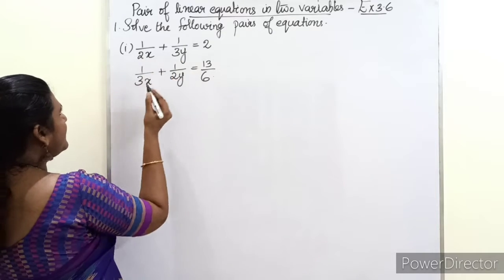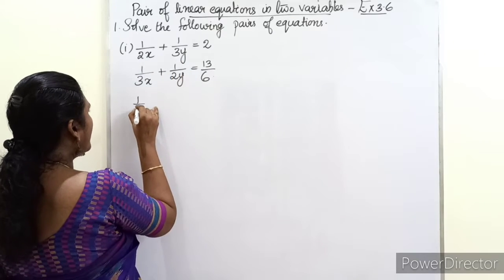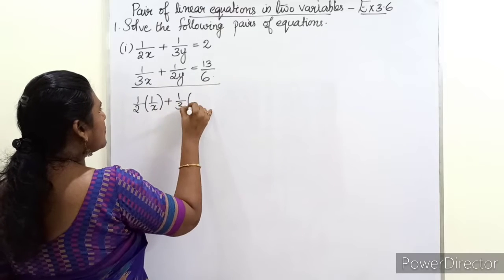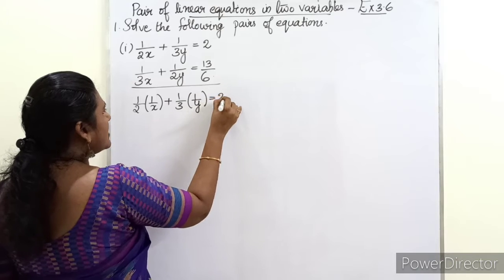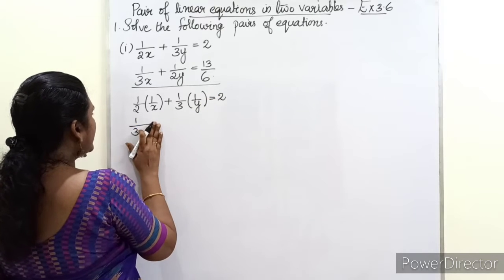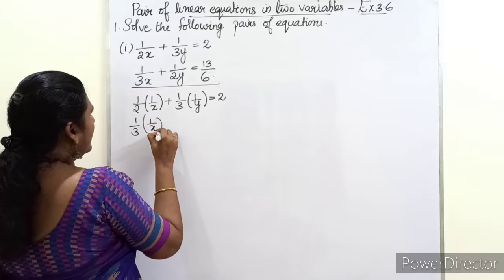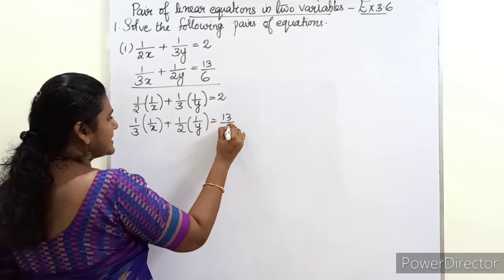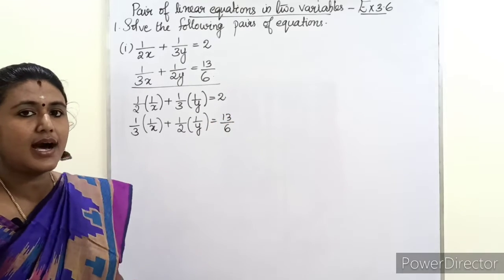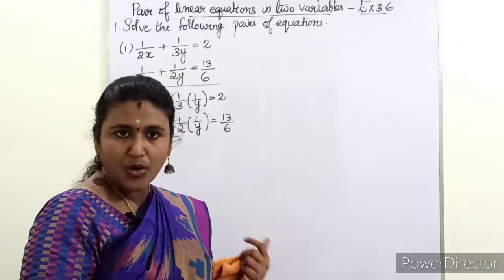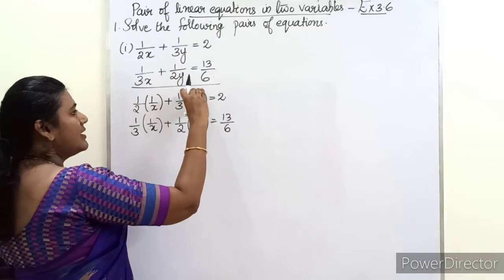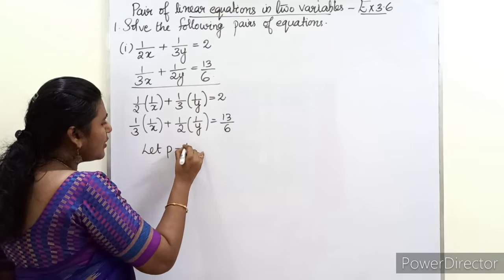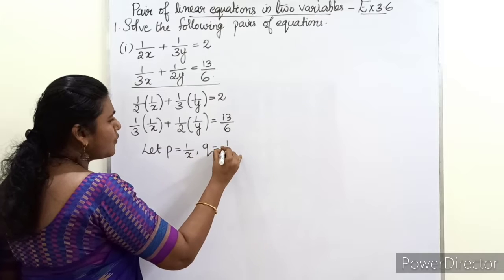First, we will write this equation as 1 by 2 into 1 by x plus 1 by 3 into 1 by y is equal to 2. And similarly the second equation: 1 by 3 into 1 by x plus 1 by 2 into 1 by y is equal to 13 by 6. Here the variables x and y are in the denominator. That means this is not a linear equation. So for these terms we will substitute some other variables. We will take p is equal to 1 by x and q is equal to 1 by y.